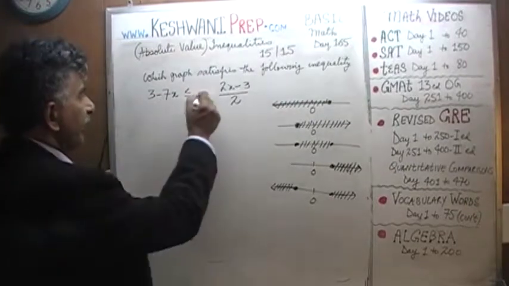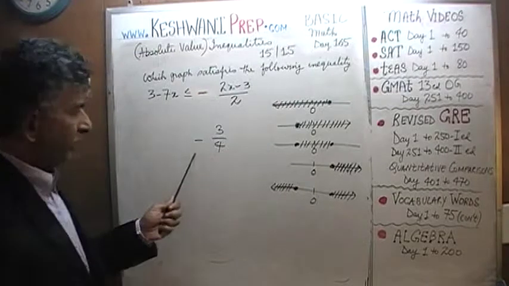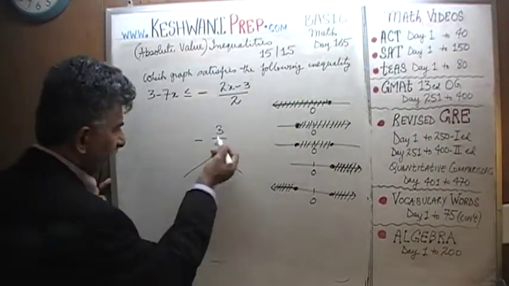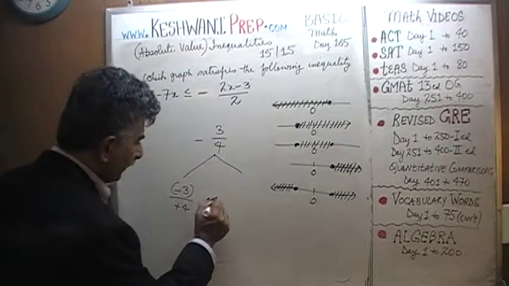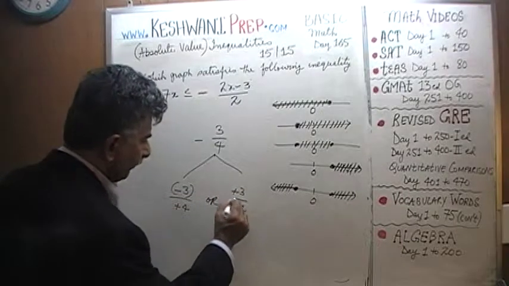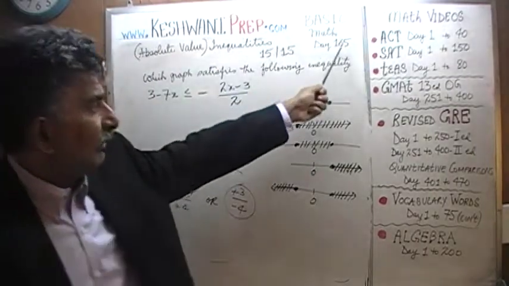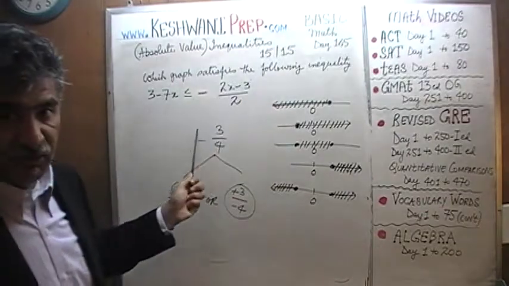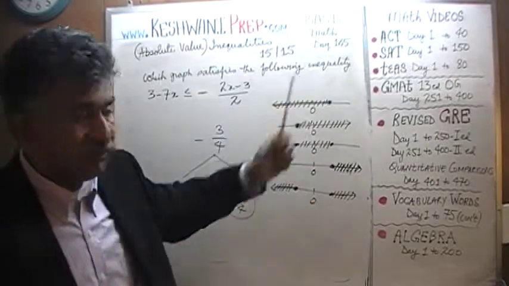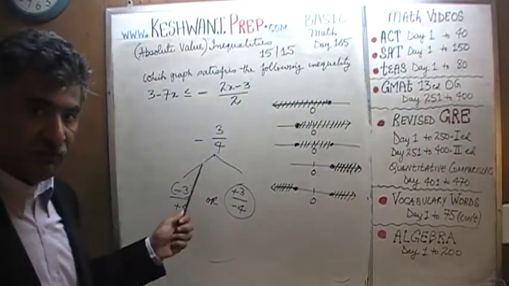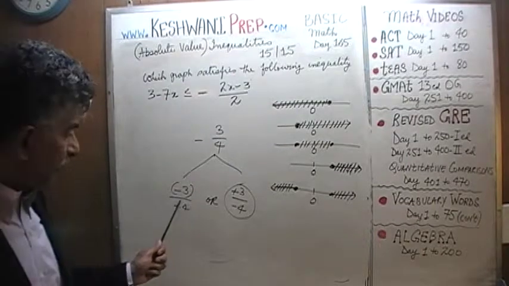Well, first thing first, we have a negative here. When we have a negative in front of a fraction, for example, negative 3 over 4 can be written as either negative 3 over positive 4, or positive 3 over a negative 4. It's up to us. Yesterday, day number 164, which was our 14th lesson, I did the problem both ways. So if you have not watched day number 164, watch the video and you will see in yesterday's problem, which is very similar to this problem, I solved it both ways.